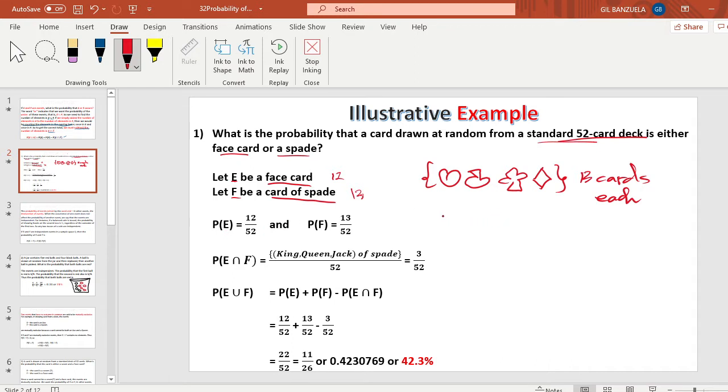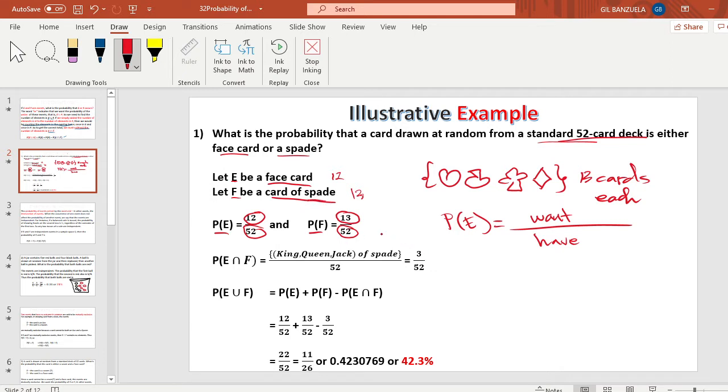So again, using the probability formula, the probability of a certain event is equal to the number of elements that we want over the number of elements that we have. What we have is 52 cards all in all, and what we want is an event where a face card is drawn, so 12 out of 52. For the second event, a card of spade, there are 13 cards of spade out of 52 cards. So that is the probability of E, where a face card is drawn, and the probability of F, where a card is a spade, is 13 over 52.